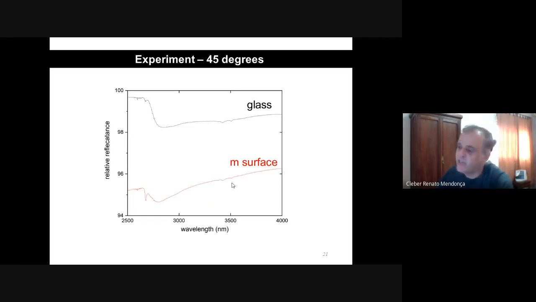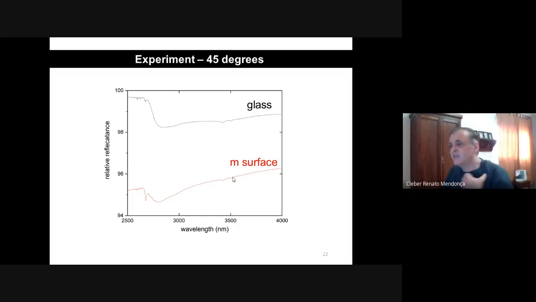Okay, so what we actually measured so far is not really the reflectance of the material, it's like a relative reflection. Of course, we are doing that in the infrared, so it's not that easy. Anyway, by now the only feature that we observe that we can compare with the modeling is this: here is the relative reflection for the glass, and that's the relative reflection for the metasurface.